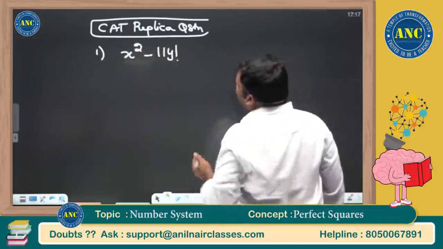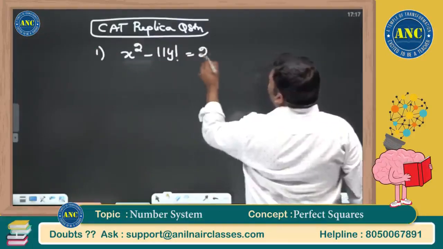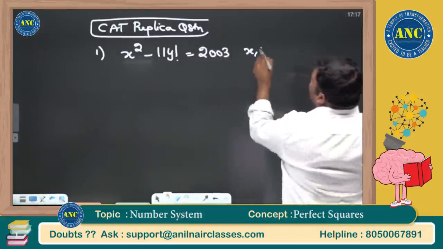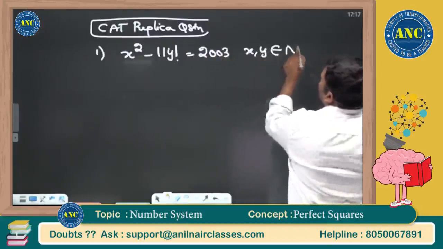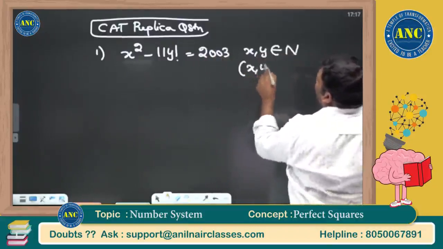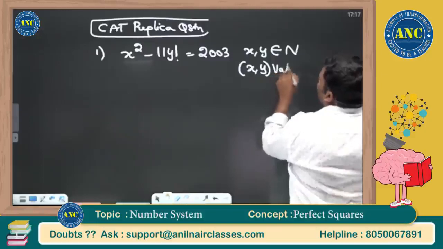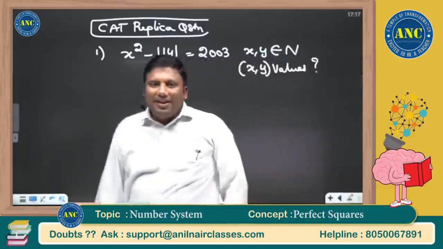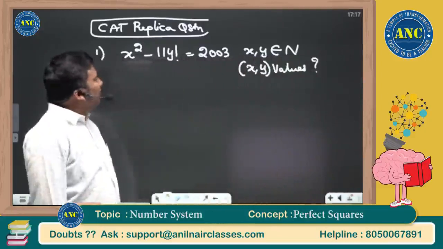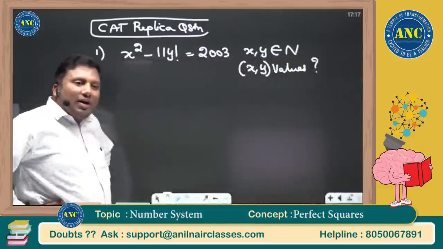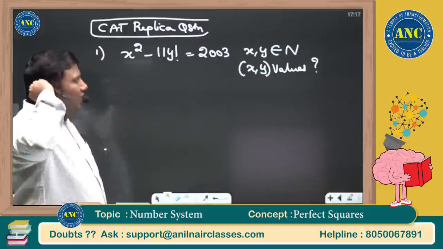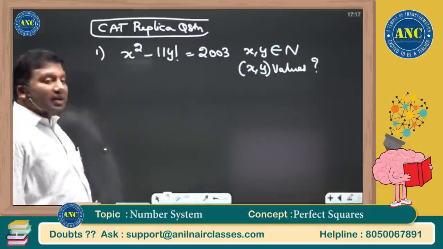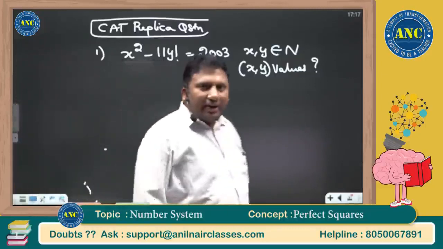x square minus 11 factorial y factorial equals 2003. x and y are natural numbers. How many values will x, y take which will satisfy this equation? x square minus 11 into y factorial equals 2003. How many values of x, y will satisfy this?